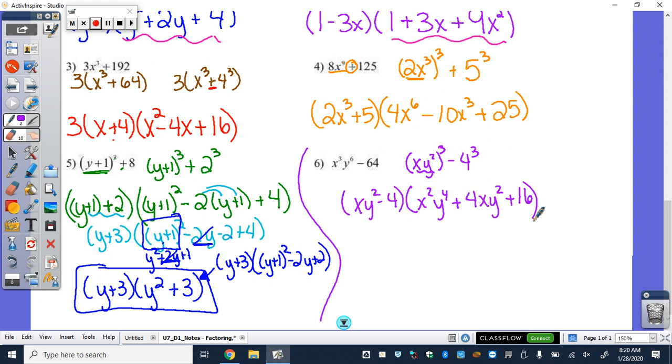So they all follow the same pattern. You just got to remember it. You got to figure out what is the perfect cube, so the cube roots essentially, and then follow the pattern. The first sign is always the same as what you start with, and then it's the opposite sign, and then it's always plus at the end.